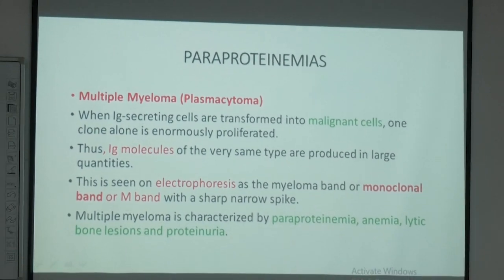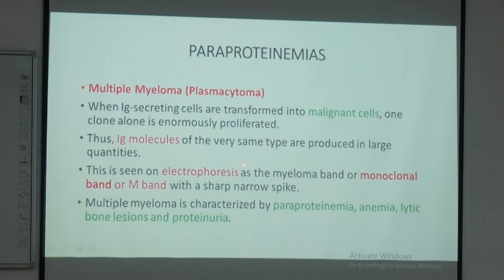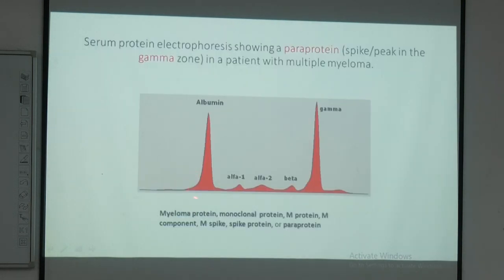So in multiple myeloma, when the serum protein is passed through electrophoresis, they will produce M band or monoclonal band. So here we can see, in the previous picture we have seen albumin, alpha 1, alpha 2, beta and gamma. But in the previous picture the gamma peak was up to here. But in this one the gamma peak is even higher than the albumin. So this is called M spike.